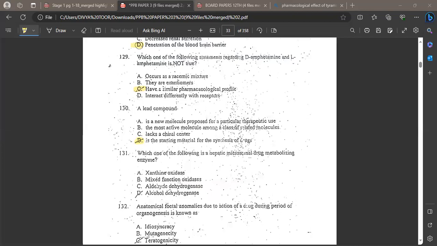Okay. So which of the following is a hepatic microsomal drug metabolizing enzyme? Xanthine oxidase, mixed function oxidases, aldehyde dehydrogenase, and alcohol dehydrogenase. Microsomal drug metabolizing enzyme. Okay.